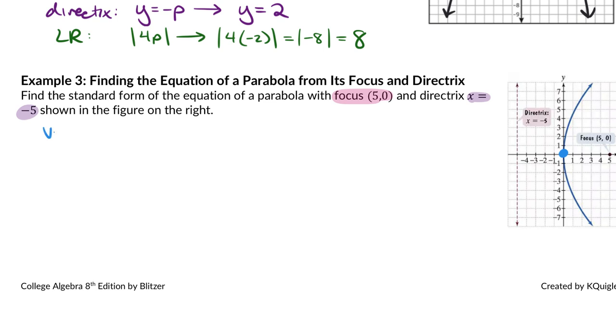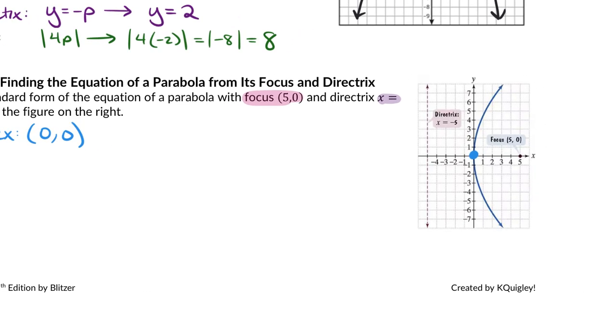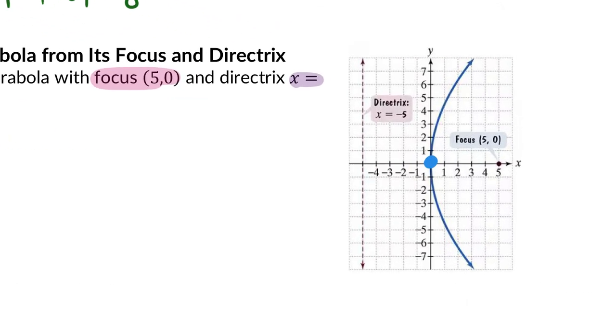So that's important for us because later it won't always be at 0, 0. So we want to make sure we're checking in on that to begin with. Now, question, if the focus is at 5, 0 and the directrix is at -5, what is the value of p?